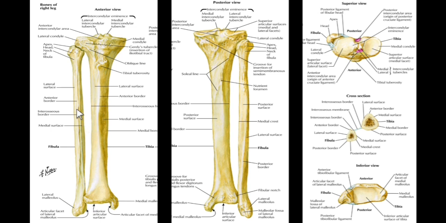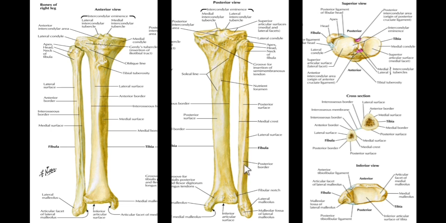Now we are going to find the 3 surfaces in between these borders, which are the medial surface, lateral surface and posterior surface. The medial surface lies between the anterior and interosseous border. This one is a very thin medial surface. This thin area is the medial surface. The lateral surface lies between the anterior and posterior border. We can find the lateral surface here. This one is the lateral surface and this border is the posterior border.